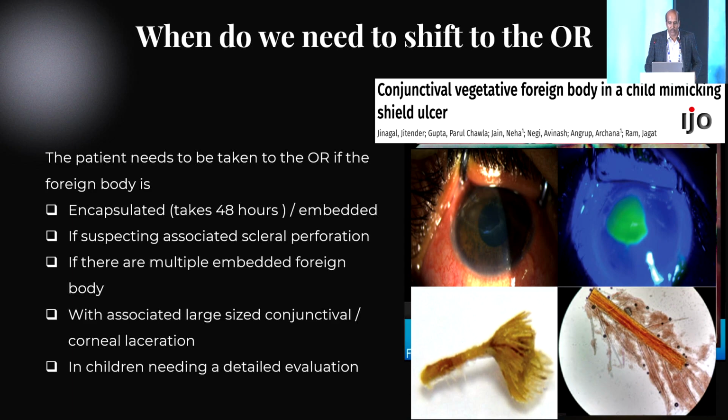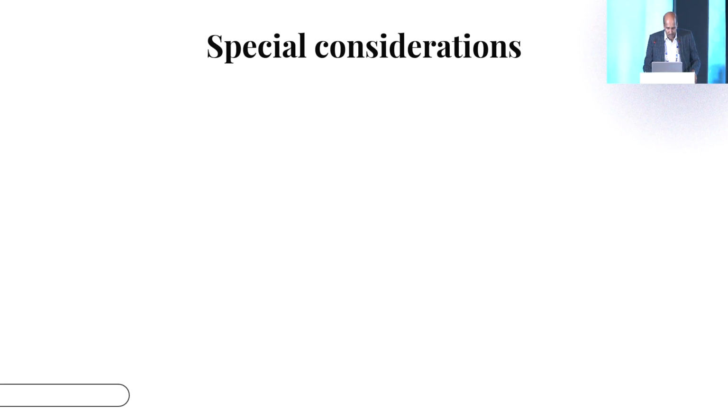This is a case of a diagnosed shield ulcer, which was not healing, and when taken to the OR, a broomstick was found there. This case was unique because it was not a bilateral VKC, it was just a unilateral presentation. So unilateral VKC in kids is quite tough to diagnose.